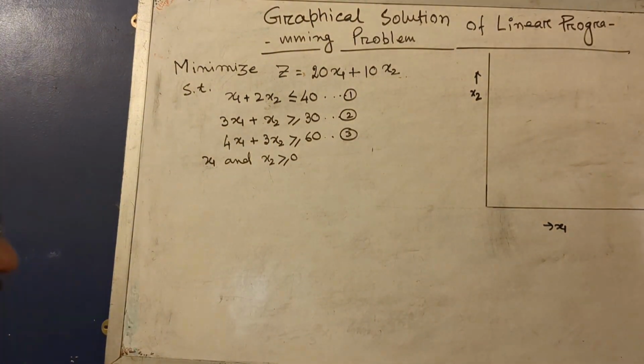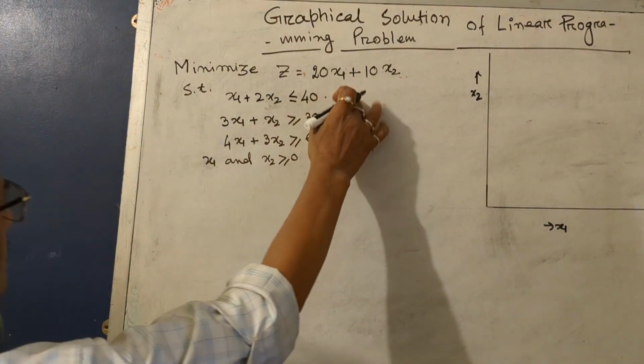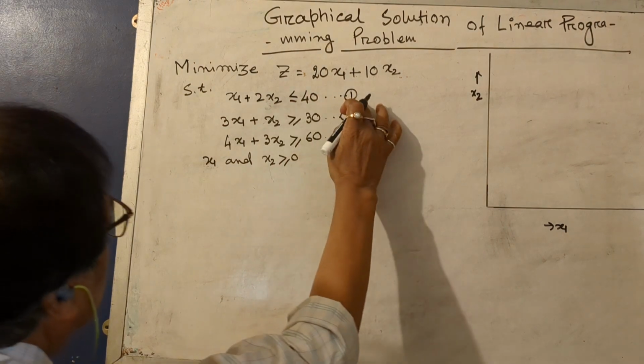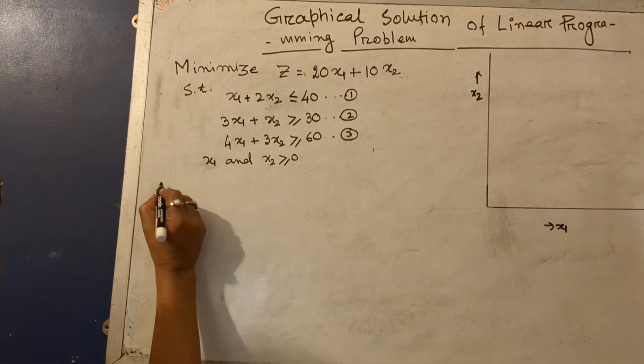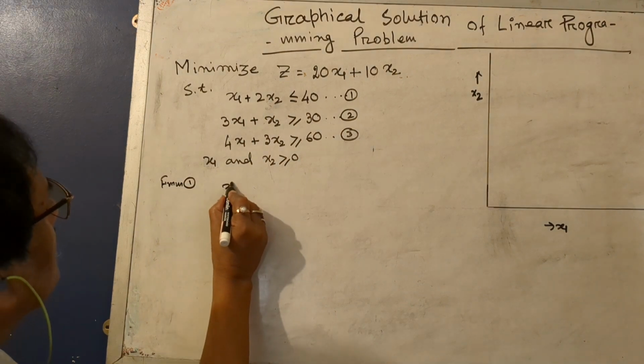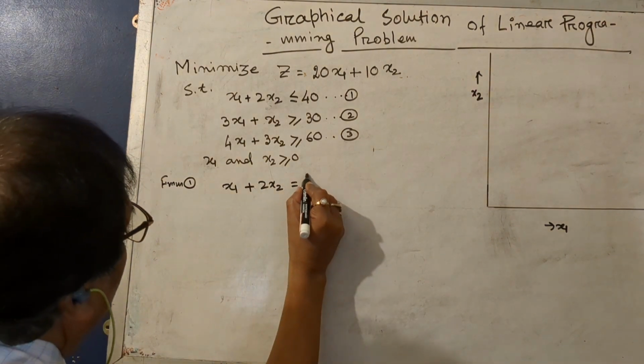At this moment, we have no graph paper, but no problem. We can still plot it. First, take equation 1. It is an inequality of the less than or equal to type. First, you have to convert this to an equation. From 1, you can write x1 plus 2x2 is equal to 40.